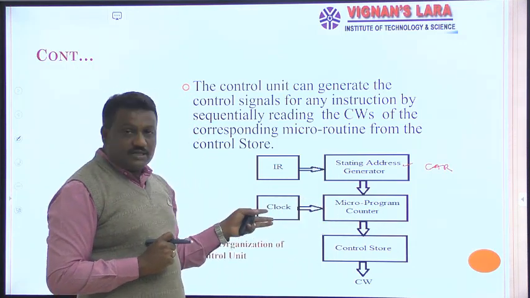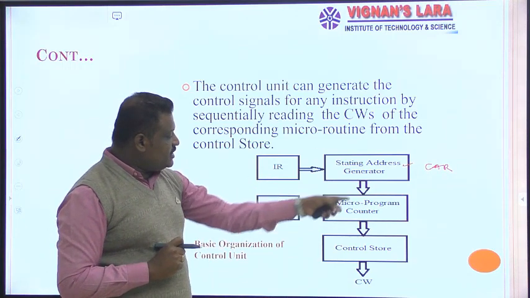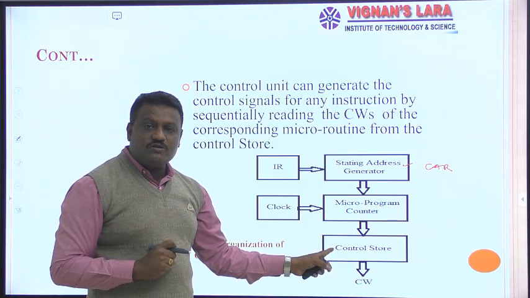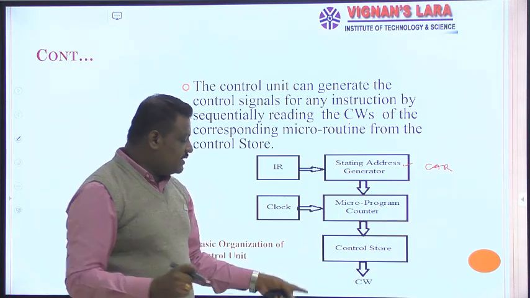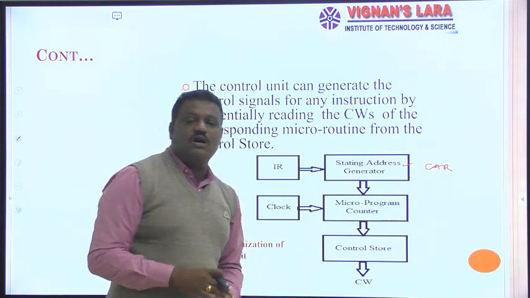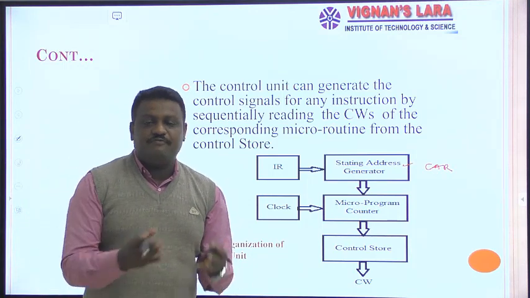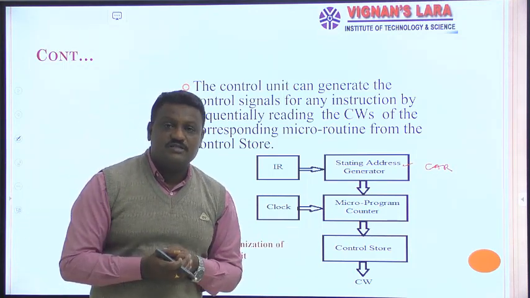So it will take a clock signal as another input. By considering all these things, I can give a signal to my control store or control memory, and I will get at the output a control word, or nothing but a micro instruction, which is helpful for me for generation of different control signals.